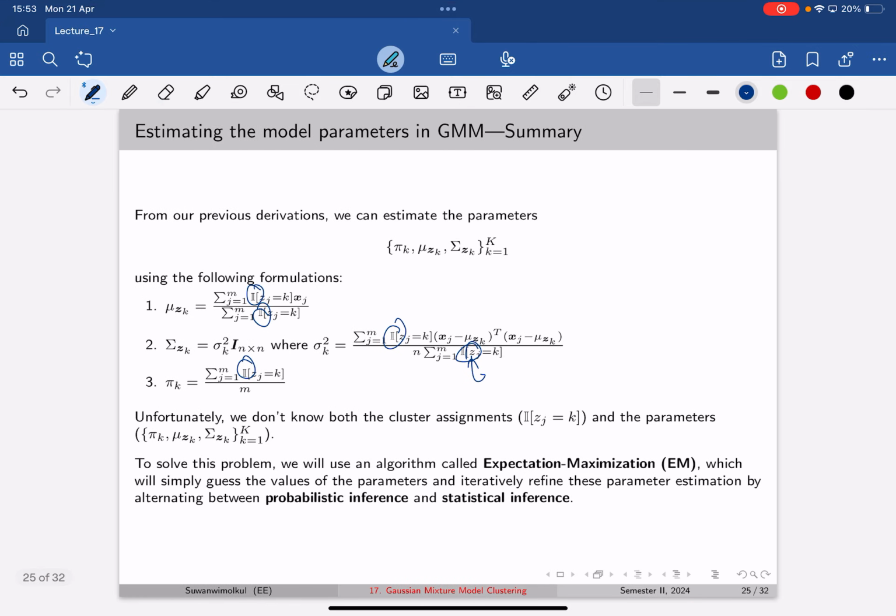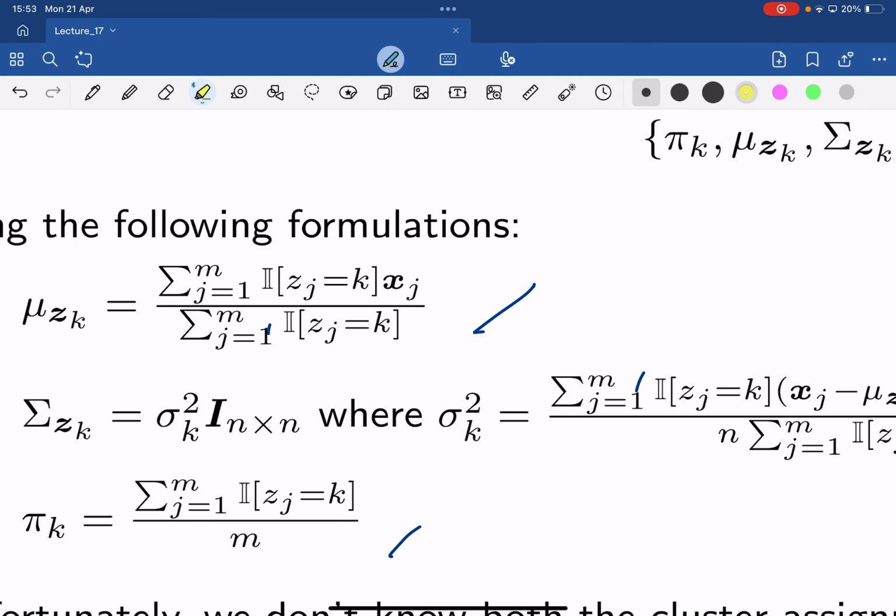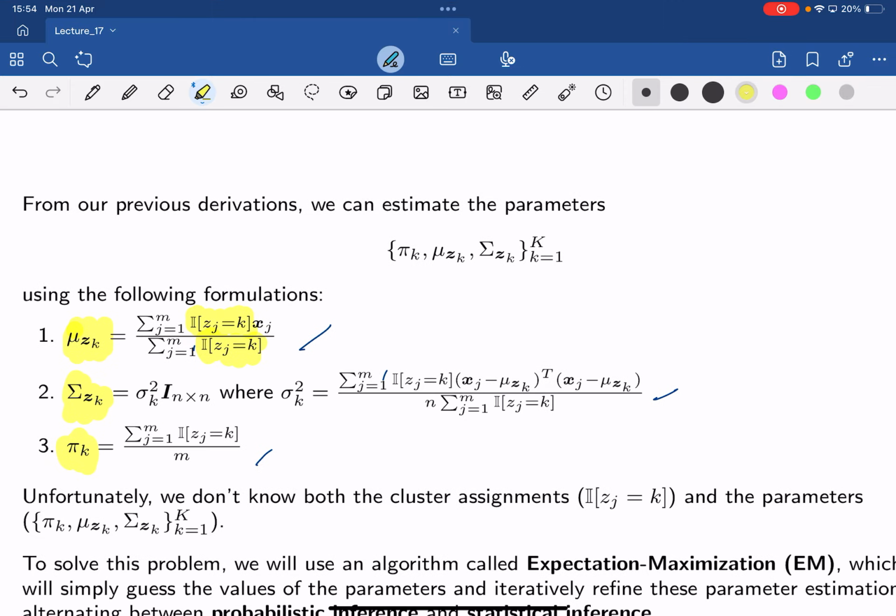Okay, so at the end, we have the closed form formulation for all of the unknown parameters, right? But unfortunately, if we think about this I matrix, it's a pre-selecting matrix that's selecting each sample into a cluster. How can you know this if you don't know what the center of that cluster is, what the distribution of that cluster is, what the weight of that cluster is? You can't know it.